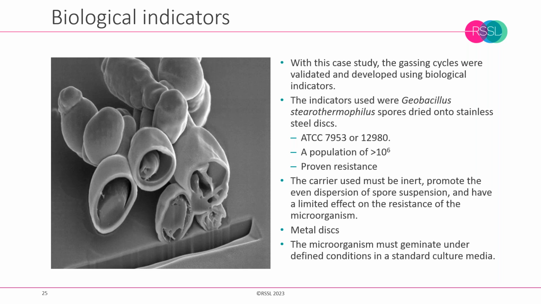locations. So for hydrogen peroxide, the biological indicator of choice is the same as we would use in moist heat sterilization validation, so for an autoclave, for example. And these are Geobacillus stearothermophilus spores dried onto stainless steel discs. And it's really important that we're using an inert carrier.